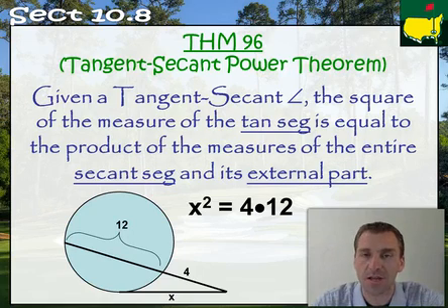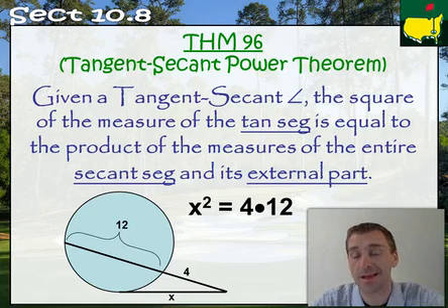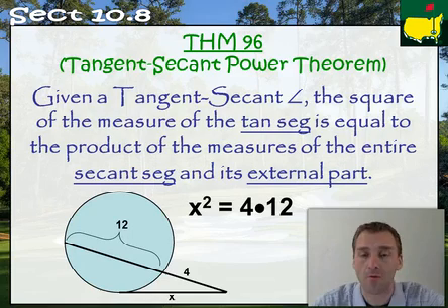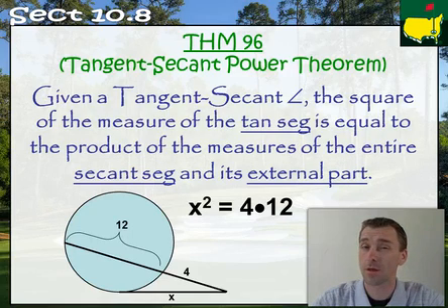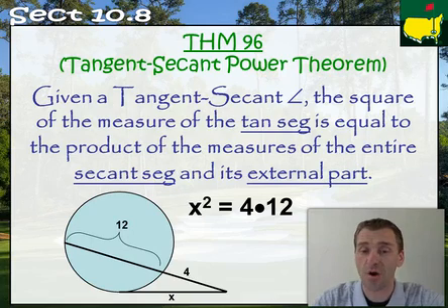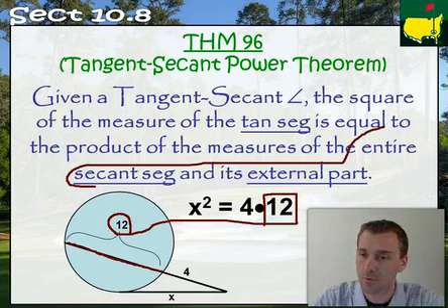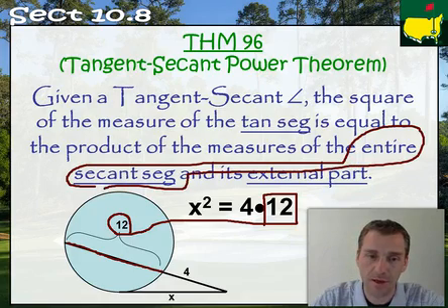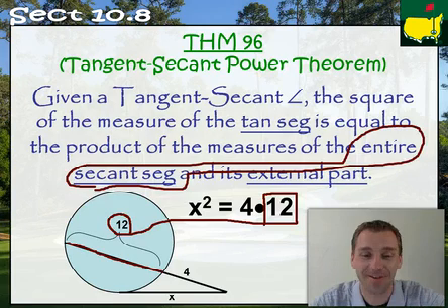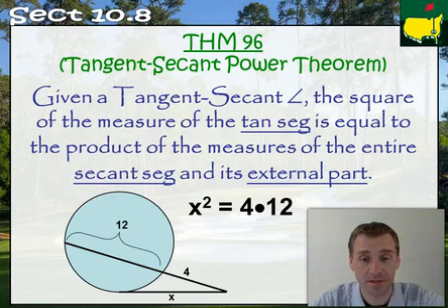So I square the tangent segment, I take 4 times 12, and I get 48 and rock and roll from there. Wrong, wrong, wrong, wrong. Do you know what's wrong with it? Yeah, you're right. That 12 is incorrect. That 12 right there is not right, because notice the 12 is actually in the picture just the chord length. No, you need the entire secant segment.